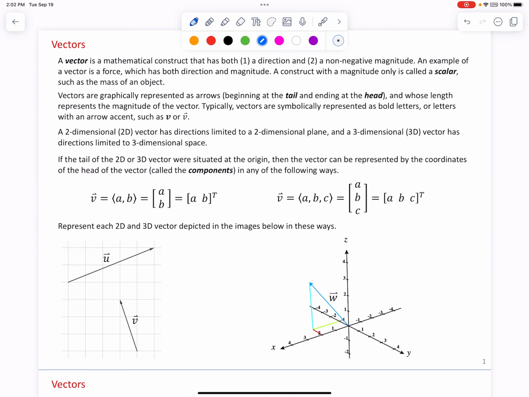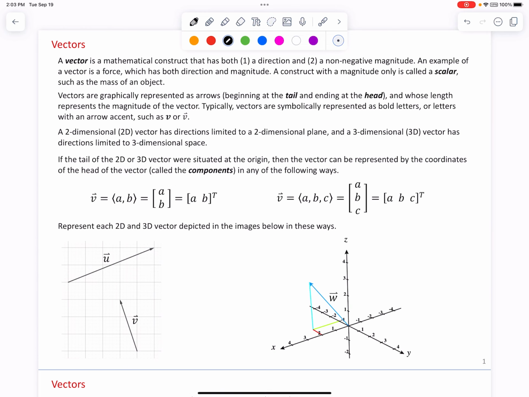A two-dimensional or 2D vector has directions limited to a two-dimensional plane, and a three-dimensional or 3D vector has directions limited to three-dimensional space. If the tail of the 2D or 3D vector were situated at the origin, then the vector can be represented by the coordinates of the head of the vector, called the components, in any of the following ways. So let's first consider this two-dimensional situation.